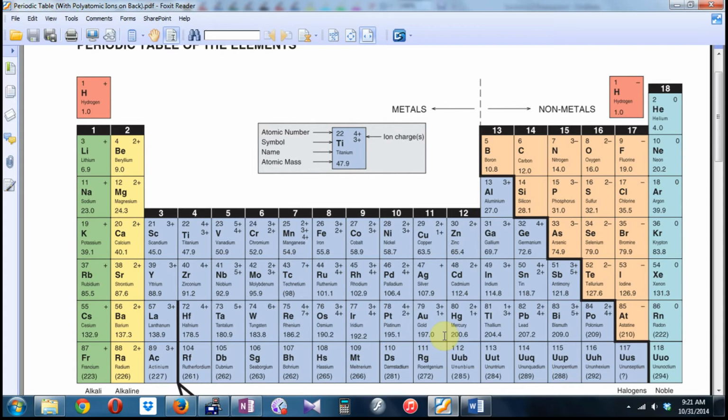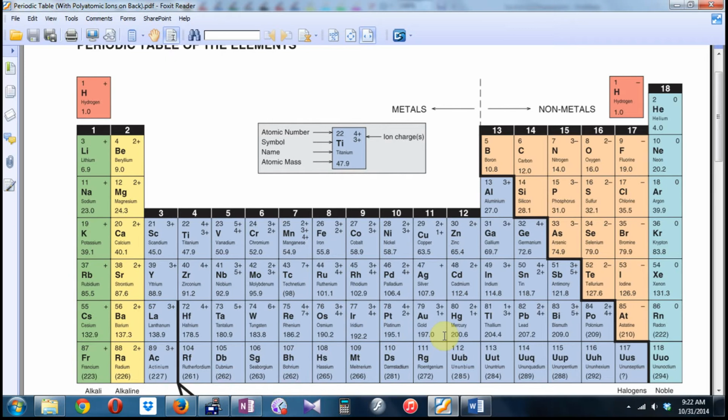Not only that. It turns out that, I'm going to pick beryllium. Beryllium has, watch, 2 electrons in its first shell and 2 electrons in its second shell. If I pick nitrogen, nitrogen has 2 electrons in its first shell and how many electrons in its second shell? 5.